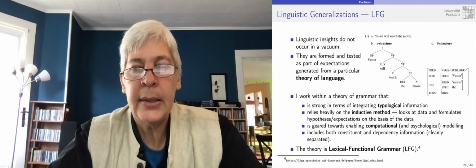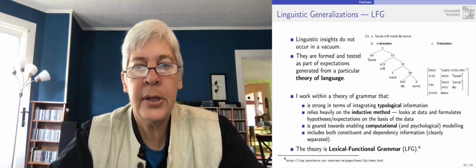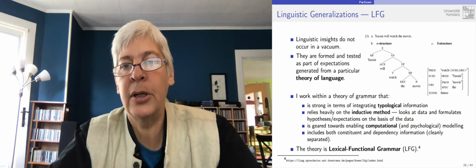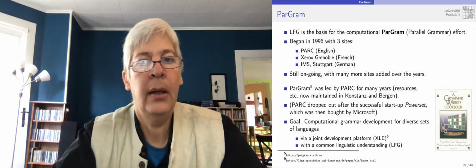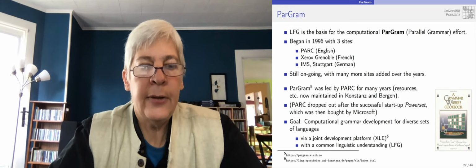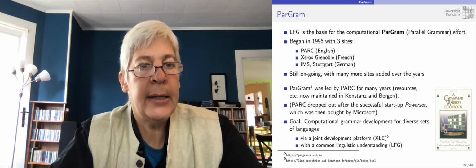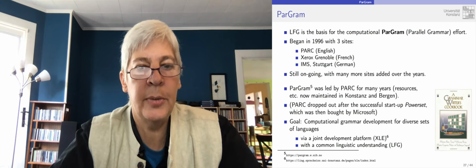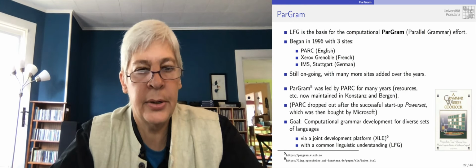And it integrates both constituency structure, that's called the C structure, as well as dependency information, F structure, which are actually cleanly separated out. So it can do both dependency parsing and constituency parsing, but all in the same system. So LFG has been the basis for the computational PARGRAM effort, parallel grammar. This began in 1996. Long time ago now, with three sites, PARC in Palo Alto doing English, Xerox Grenoble doing French, IMS Stuttgart doing German. It's still ongoing with not as much energy as in the beginning years, but it's still ongoing.